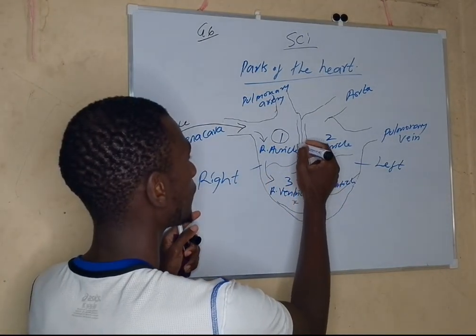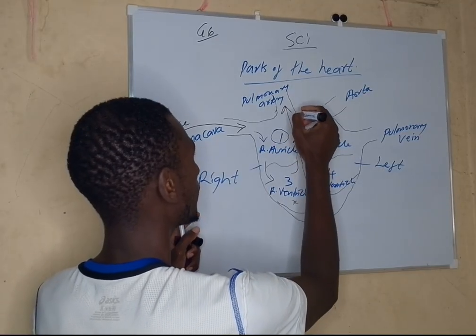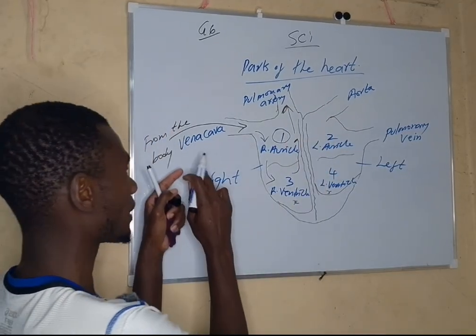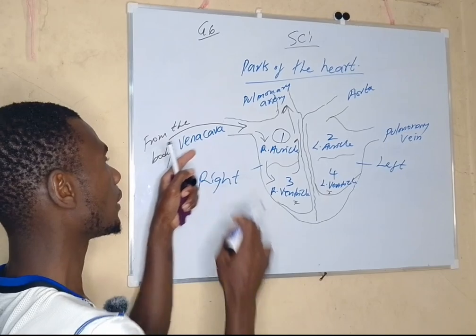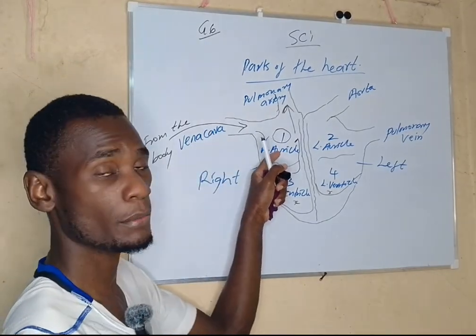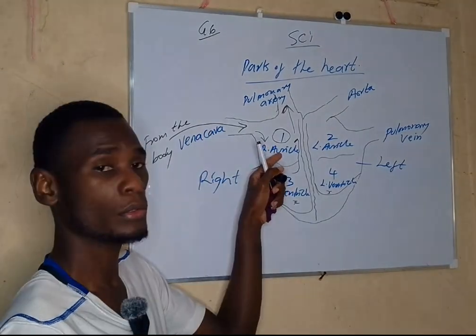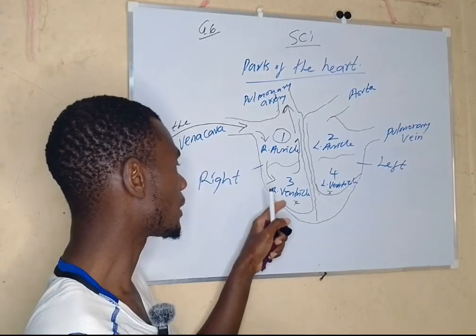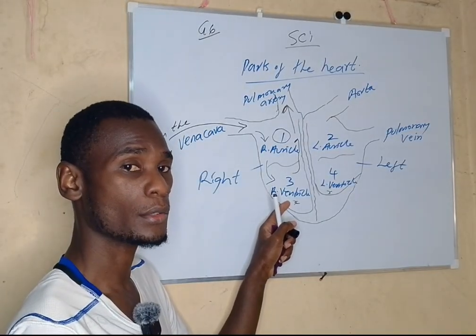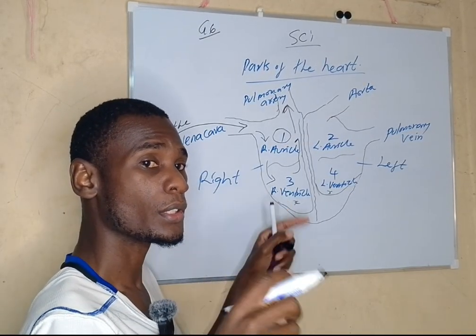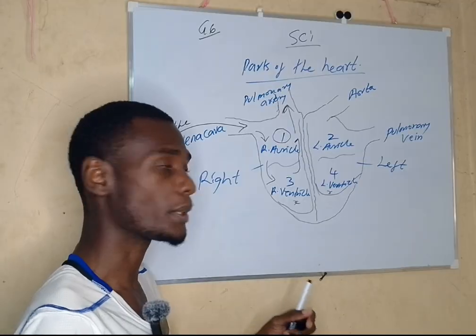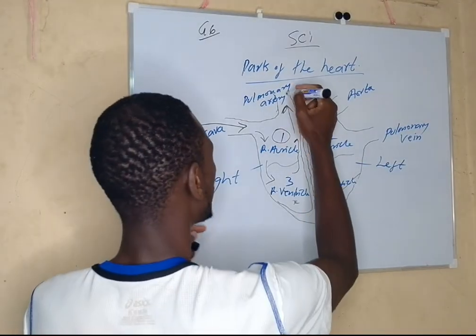So I want you to look at the flow of blood, how it is flowing. The blood has come from the body through the vena cava. It has been received by the right auricle. The right auricle passes it down to the right ventricle. The right ventricle is the place where pumping is taking place. So the right ventricle pumps it.